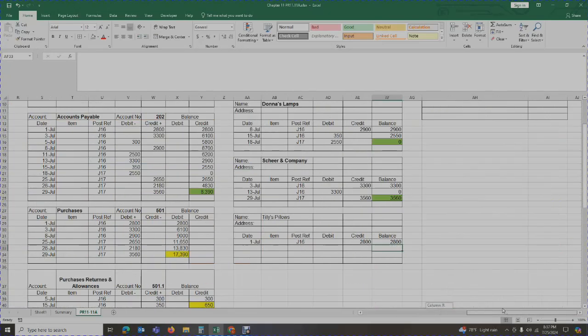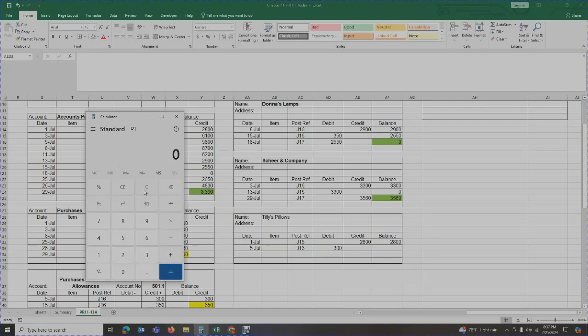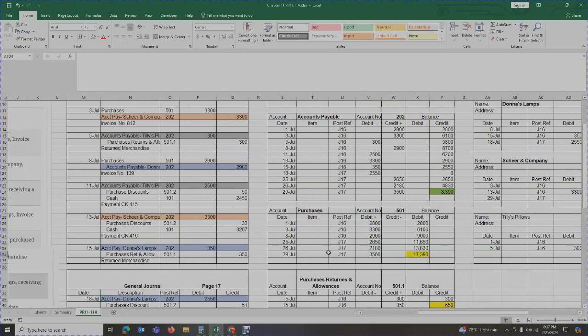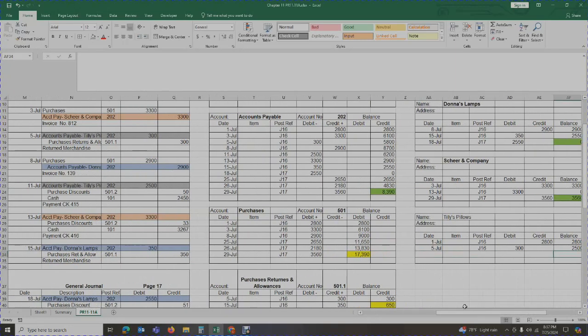Okay. So now we're going to go to July the 5th. Journal 16. We've got a debit of 300. So that means that my balance will be 2,800 minus 300. So at this point, as of July the 5th, I owe $2,500 to Tilly's. Now on the 11th, I have a debit of $2,500. So let's put that debit there.